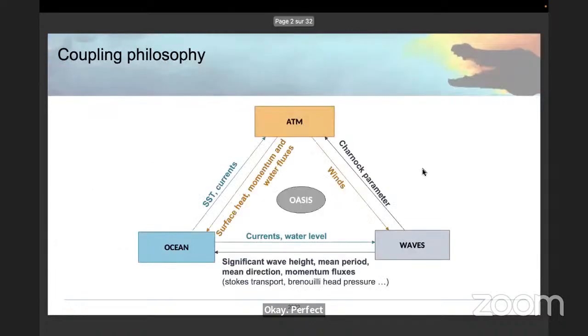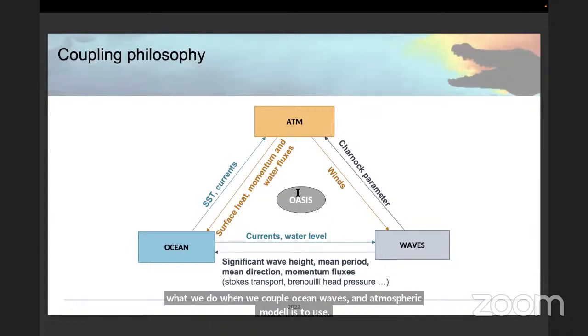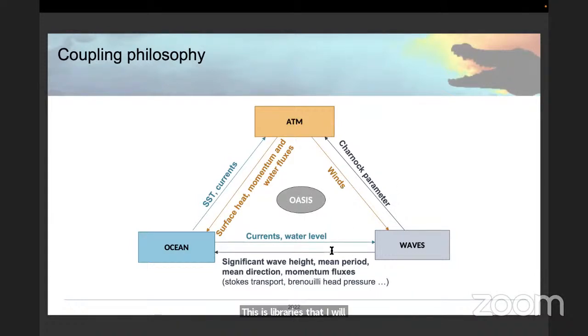So it was just an introduction. I come back to this sketch that I explained before. What we do when we couple ocean, waves and atmospheric models is to use these Oasis libraries, which I will describe a bit, to exchange all these variables that are computed by one model or the other, at the time that we are computing them, to have feedbacks of these different variables on the other models.